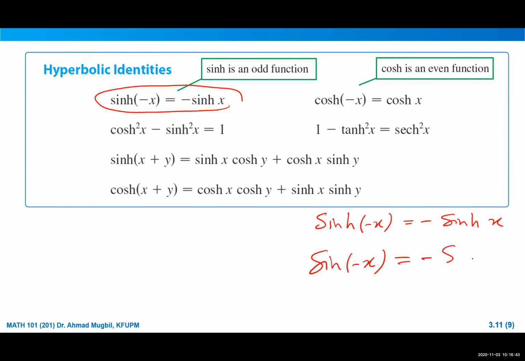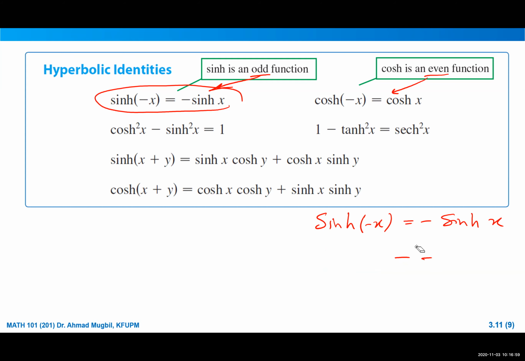Sine has this property. You remember that sine is an odd function, and cosine is an even function. So this means that this function is even and this one is odd. And this is similar to what we have in the case of trigonometric functions.